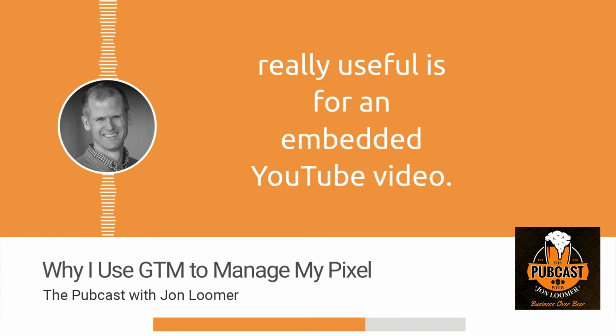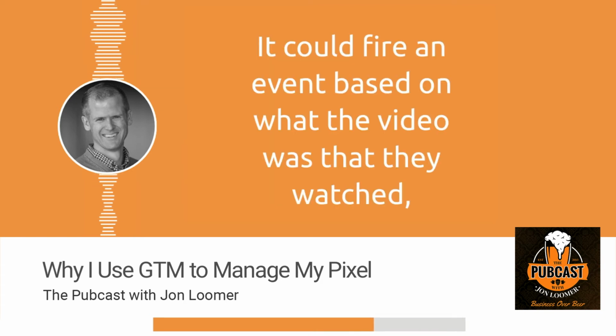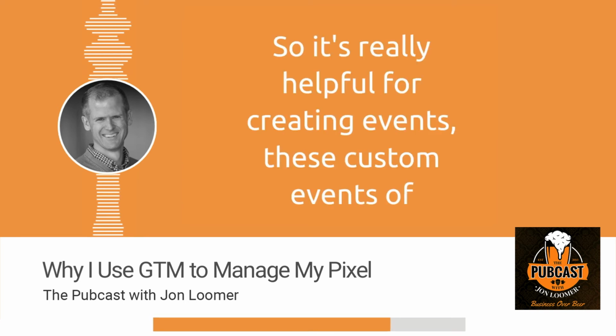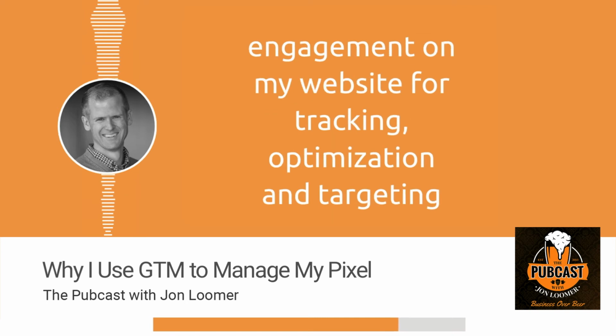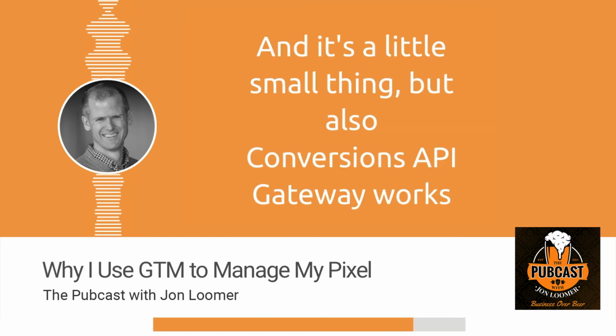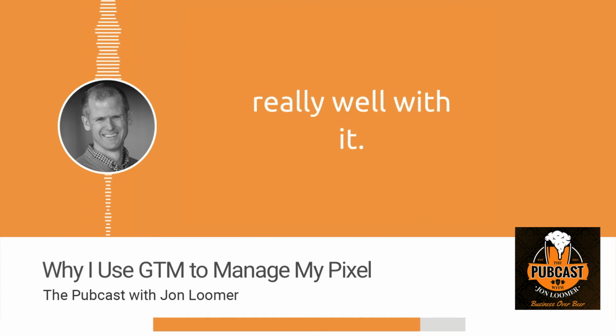And finally, the one that I use, at least, there could be others that would be really useful, is for an embedded YouTube video. It could fire an event based on what the video was that they watched, whether they played it, how much they played, all that kind of stuff. So it's really helpful for creating these custom events of engagement on my website for tracking, optimization, and targeting later. And it's a little small thing, but also Conversions API Gateway works really well with it.